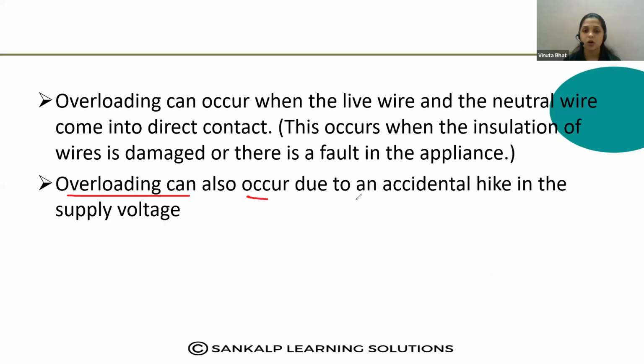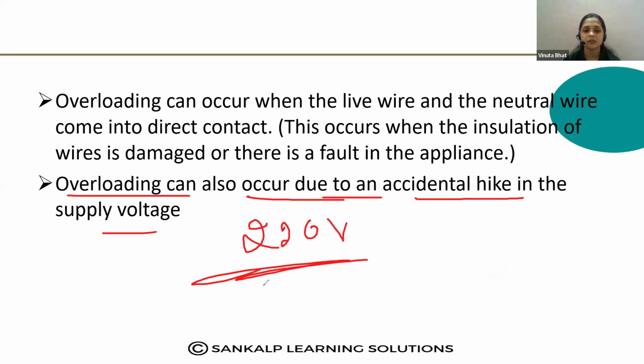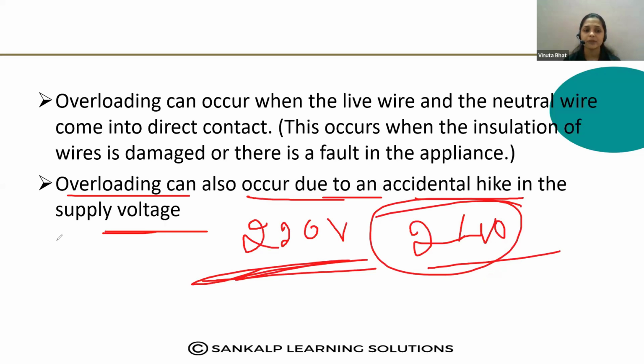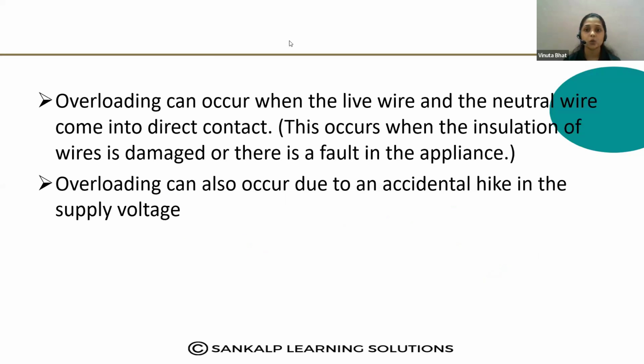Overload can also occur due to an accidental hike in the supply voltage. In our country, 220 volt is the voltage we use in our house. But if the supply voltage increases, say to 240 volt, there is a chance of overloading. If too many appliances are connected to a single socket, there is also a chance of overloading.